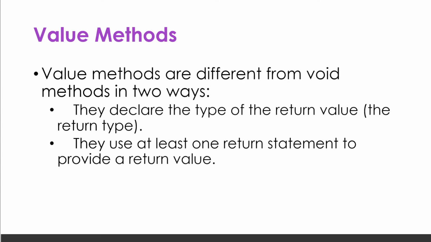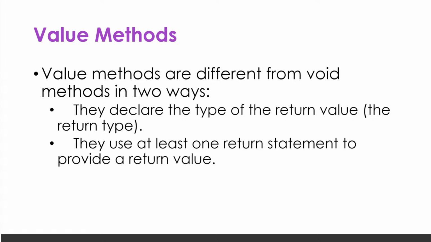That's why we have value methods. Right, so value methods are different from void methods in two ways. One is that they declare the type of the return value. So when we create a void function at this point, every single function that we've written has been a void function. When we work with value functions, whatever data type we will eventually be returning from that function will need to be declared in the method declaration as we're writing our method, right?